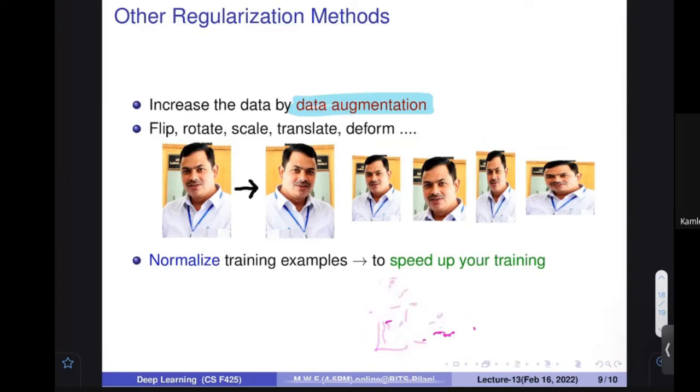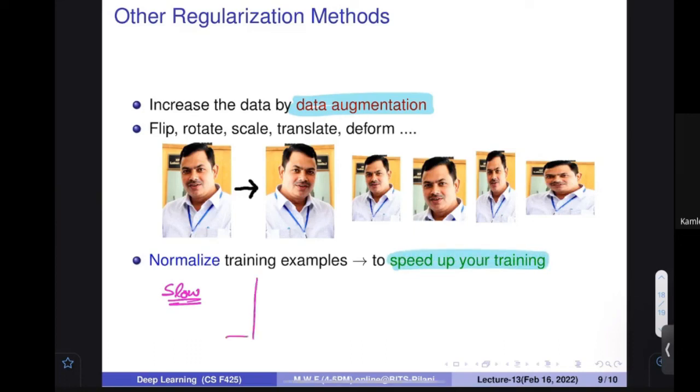However, as in all cases, when you increase the number of samples, your system is going to be slow in learning because the number of examples is high. So in one iteration, it is going to take more time. So there comes another technique that can help you speed up your training. The technique is called normalization, data normalization. What do I mean by this?